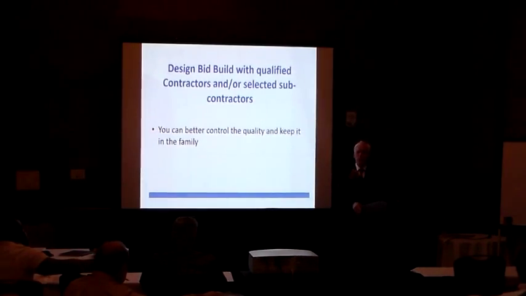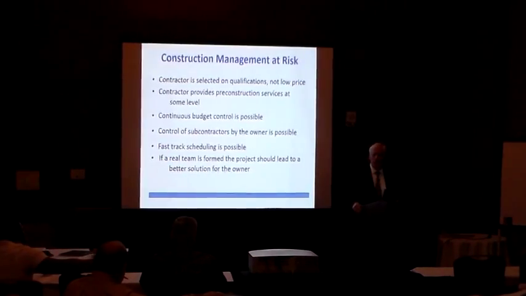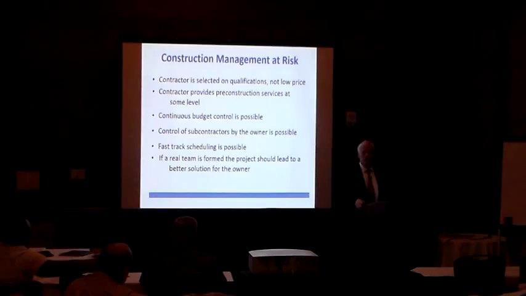I'm gonna move on to the next method. All right, I see shaking heads. All right, construction management at risk. This is where the contractor is selected based on qualifications and not based on the low price. You're going to hear me argue about this because I go back to that first thing I told y'all: the difference in price in this method is based on the fee, and that's a pretty small percentage of the cost of the work. But that's, you know, my prejudice.